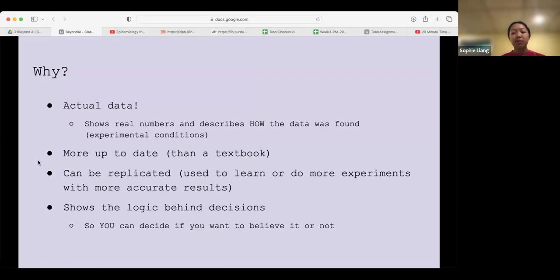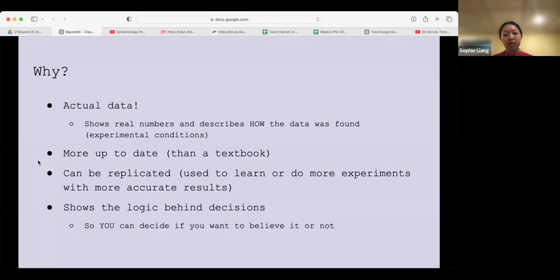Another reason is that it's more up to date than a textbook because these papers are getting published all the time. You can find papers that are published within the year or a few years, and that's definitely more recent than a textbook, because textbooks can be like 20 years old. But if you have a paper, it's the most recent research, and you can actively find papers that are as recent as possible.